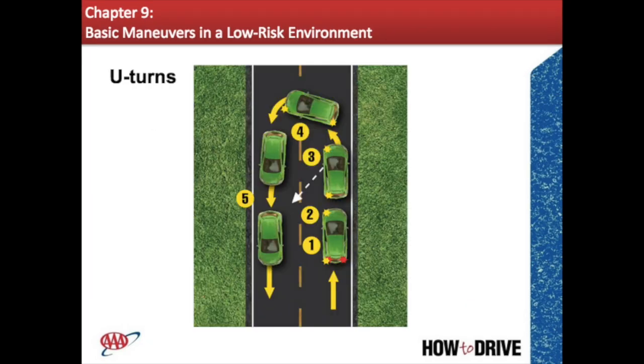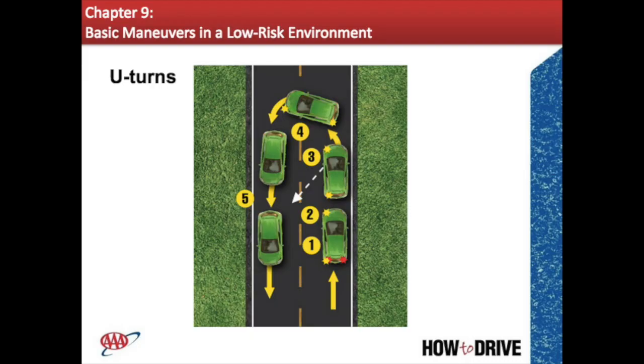Then we have U-turns. This method of turning around can be done in mid-block or at an intersection. Check your local laws and follow road signs to be sure that U-turns are permitted. So how do you perform a U-turn? First, be sure no other vehicle is following you.